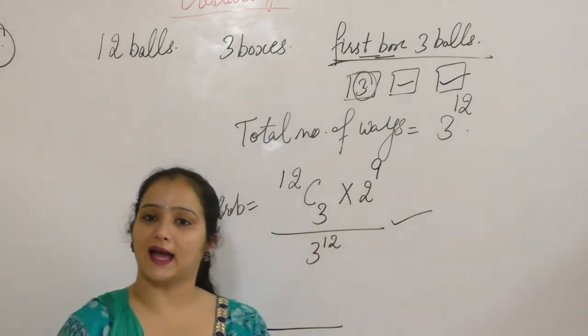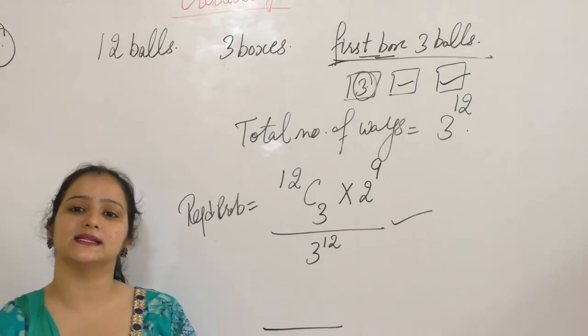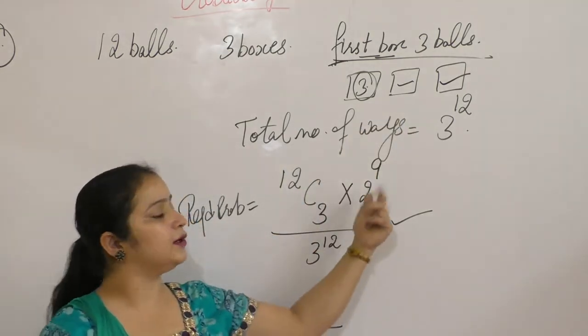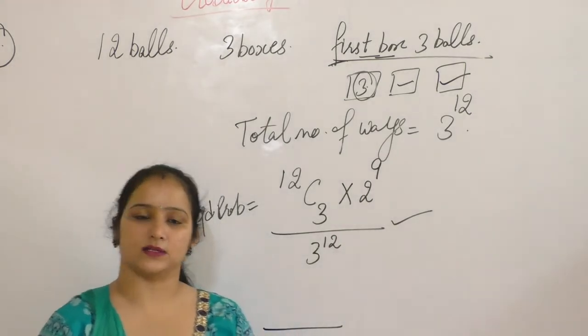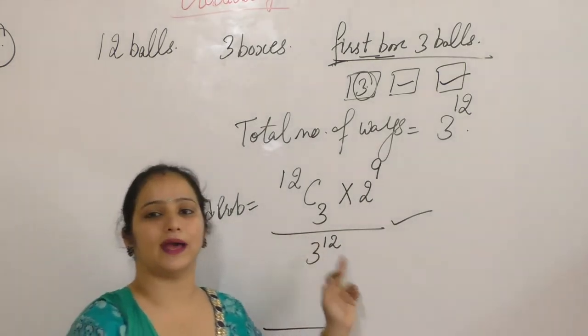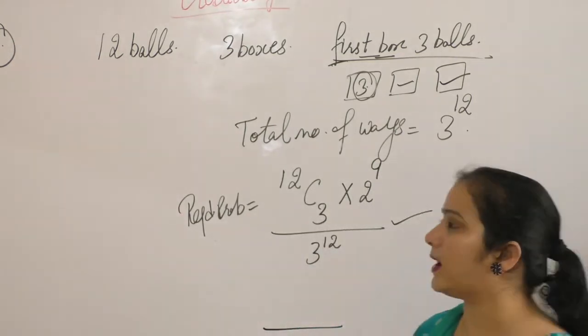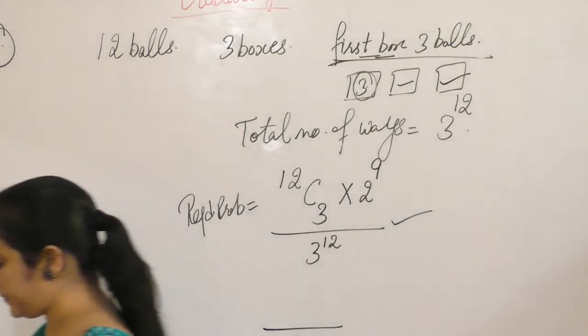The remaining balls are 9 and we have to arrange these 9 balls in 2 boxes, and we can arrange them in 2 power 9 ways. So the required probability is 12C3 into 2 power 9 upon 3 power 12.